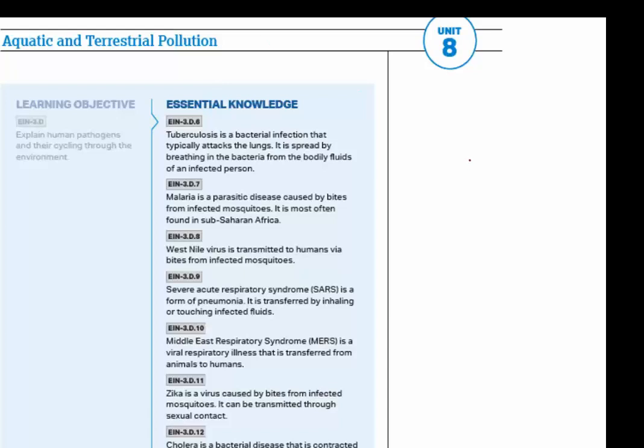These are the specific diseases that you want to know about. So tuberculosis is a bacterial infection that typically attacks the lungs. It's spread by breathing in the bacteria from the bodily fluids of an infected person. Tuberculosis used to be the number one killer in the United States for a long period of time, but we can treat bacteria with antibiotics. So it's not a big problem anymore, except in certain countries.